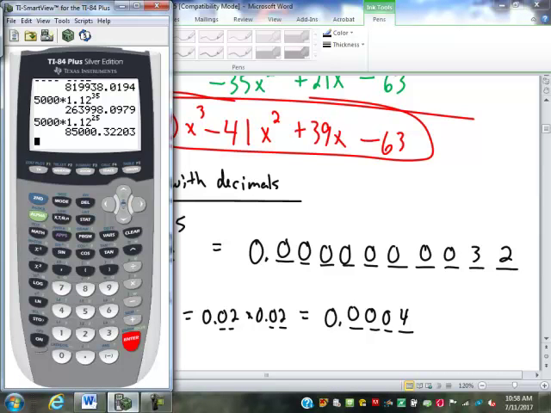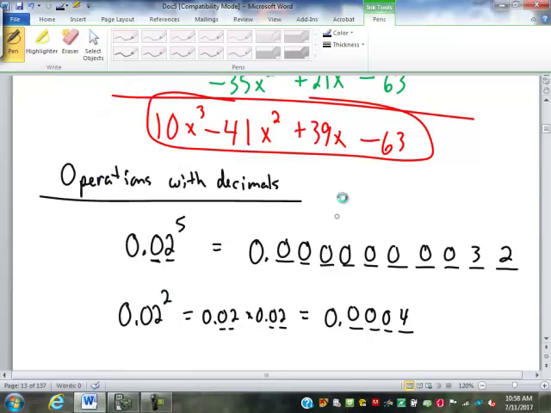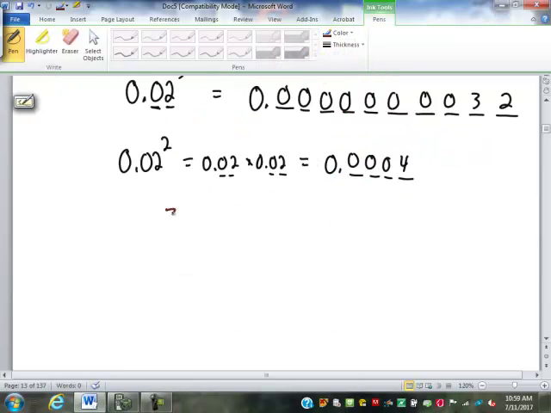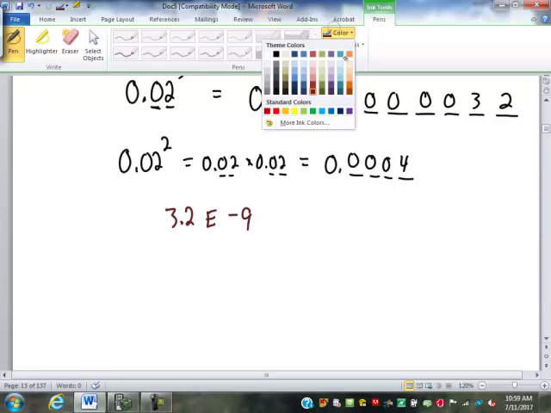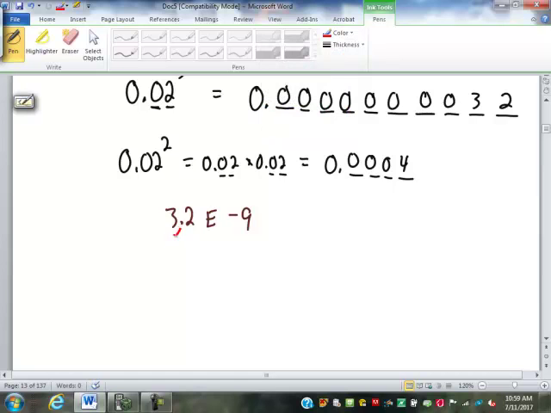Why do I bring that up? Well, because your calculator might give you something funny, like that: 0.02 to the power of 5 and 3.2 e negative 9. What's that mean? The negative 9 means the decimal point has to go 9 spots to the left.